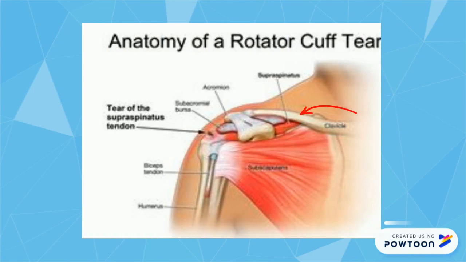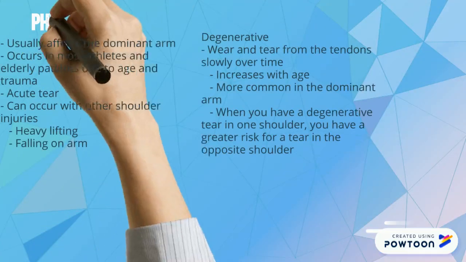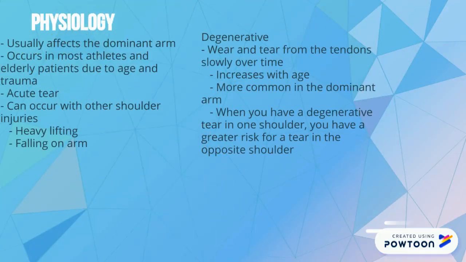As you can see, the supraspinatus is located at the superior end of the scapula on the posterior side of the shoulder. This tear usually affects the dominant arm in a person and occurs from trauma. An acute tear occurs with other shoulder injuries, from heavy lifting and falling on the arm, or degenerative, where wear and tear on the tendon happens slowly over time.